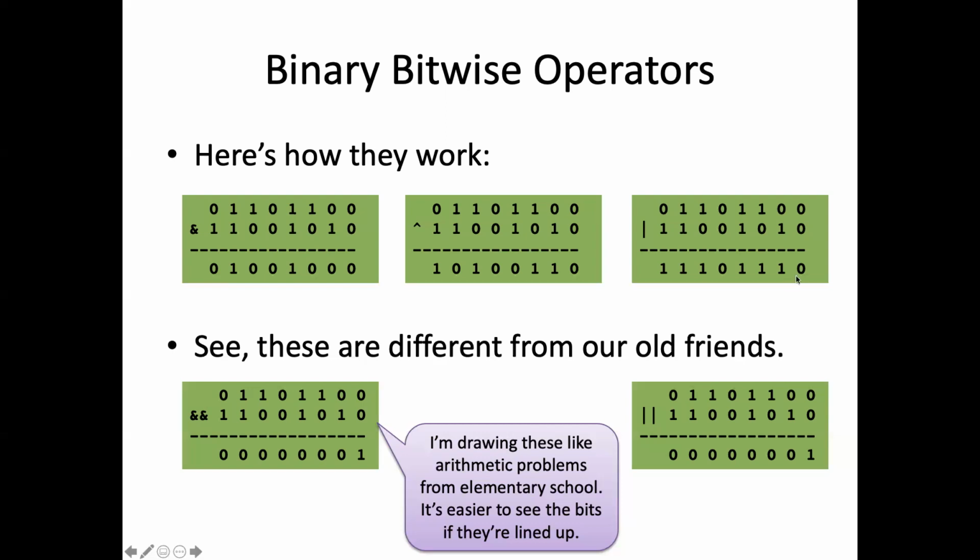Bitwise OR, same idea. It does the same kind of computation as the OR operator. It just does it bit by bit. So just like OR, the result is 0 if both of the input bits are 0, but if either of them are 1, the resulting bit is 1. And even if they're both 1, the resulting bit is 1.